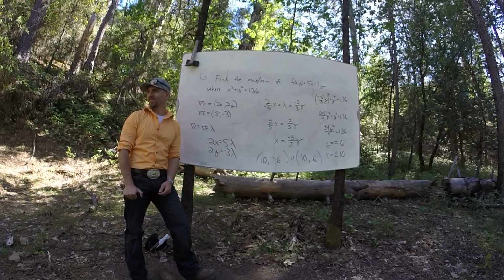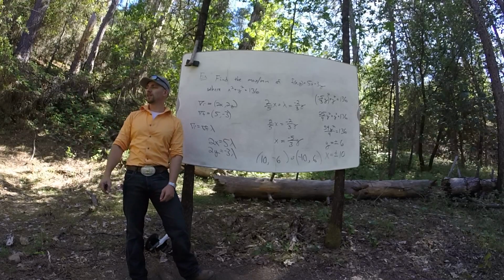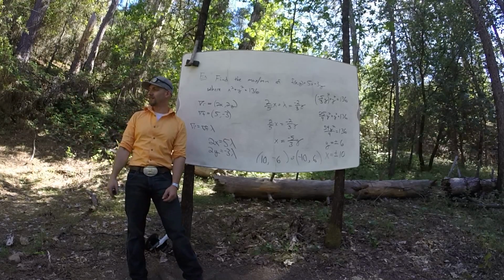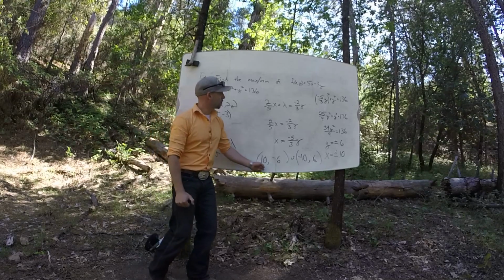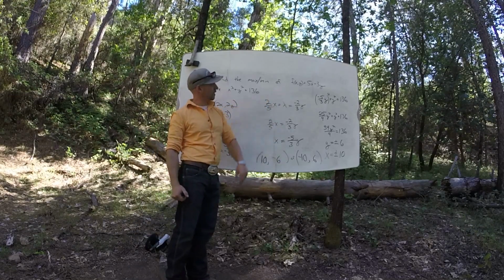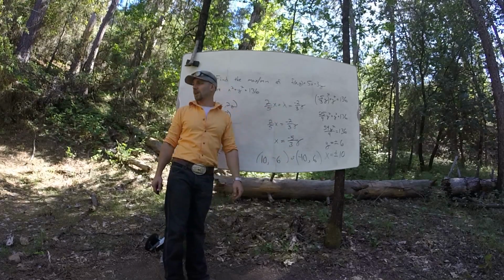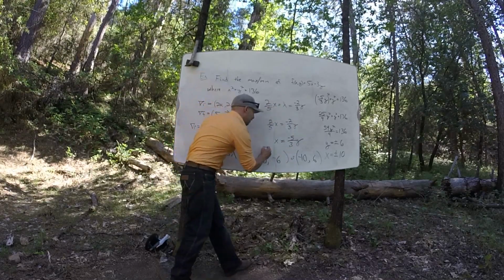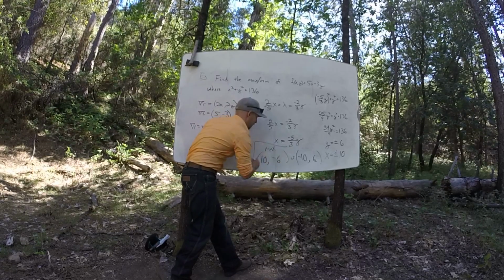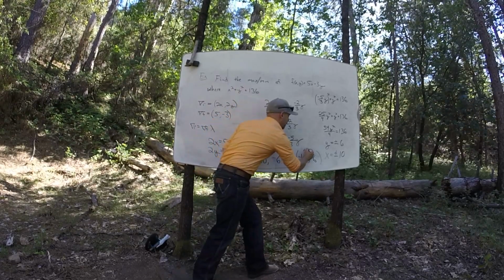Now we plug them into our function. You can just plug them in and figure out which one's higher. 10 and negative 6 gives me something positive, and negative 10 and 6 gives me something negative. So there's your max, and here's your min.